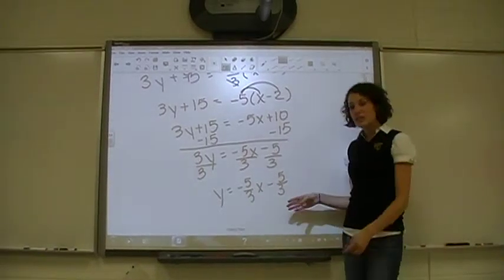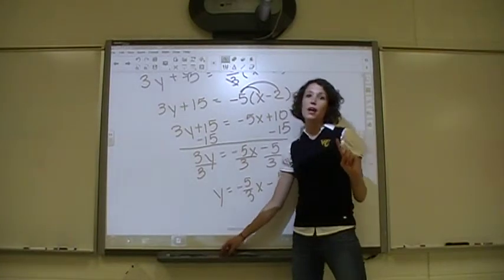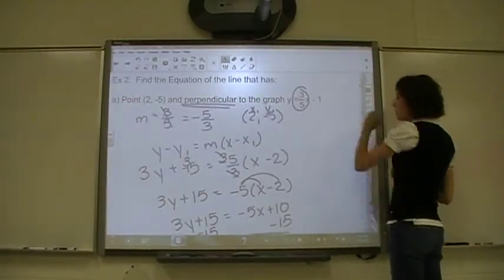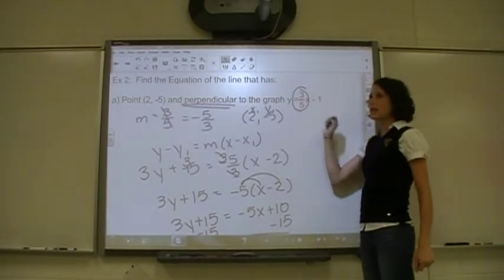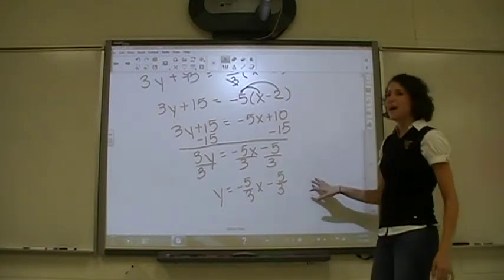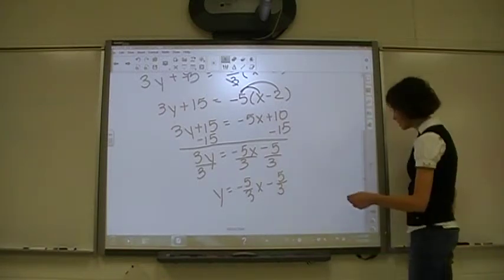So that's your equation of the line, and you can double check just to make sure that they are perpendicular. I have my slope negative 5/3 here, and that is perpendicular to something that has a slope of 3/5. So you're all set. Your answer for this problem is y equals negative 5/3 x minus 5/3.